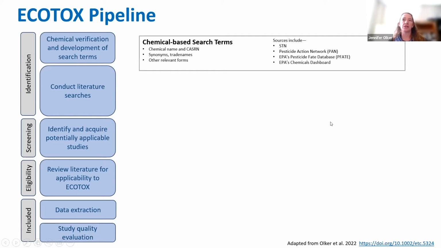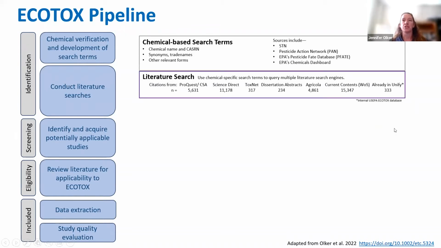So first, the pipeline starts with a chemical verification and development of search terms. We look for the information for chemicals that are requested. These typically come from program offices or regions or researchers. And then we develop search terms based on the chemical name, the CAS number, and other identifiers, as well as identifying synonyms along the way. We then run the literature searches through a variety of different search engines, including ProQuest, ScienceDirect, Dissertation Abstracts, Agricola or PubAg, Web of Science, and we also have an internal database that we use.